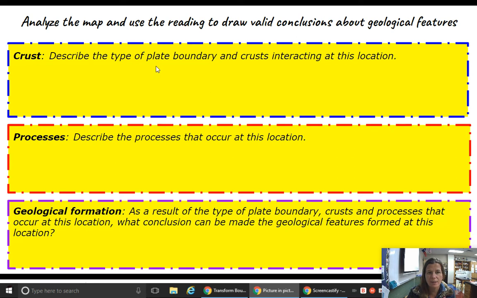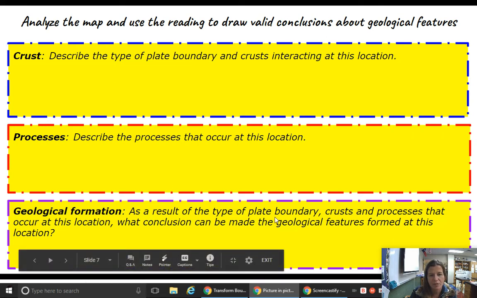So crust, describe the type of plate boundary and crust interacting at this location. So your plate boundary is a transform boundary, and you have crusts sliding past each other. Describe the process that occurs at this location. So the process that you would get are, of course, earthquakes and faults. Your geological fault would be the fault at this location.